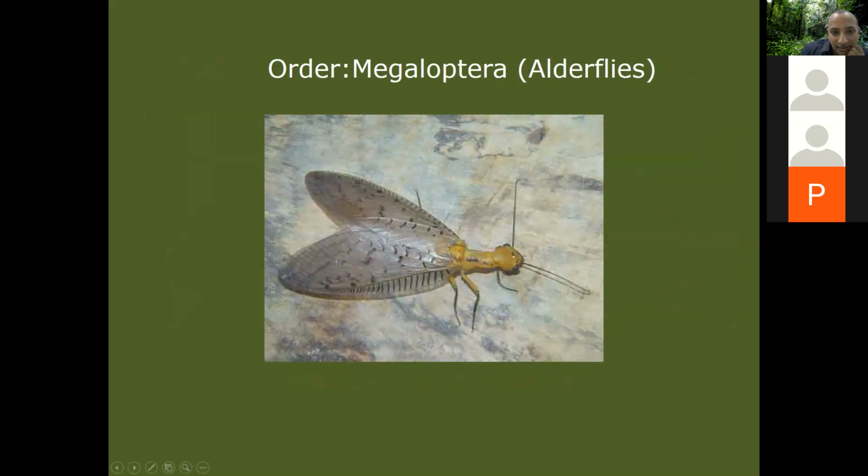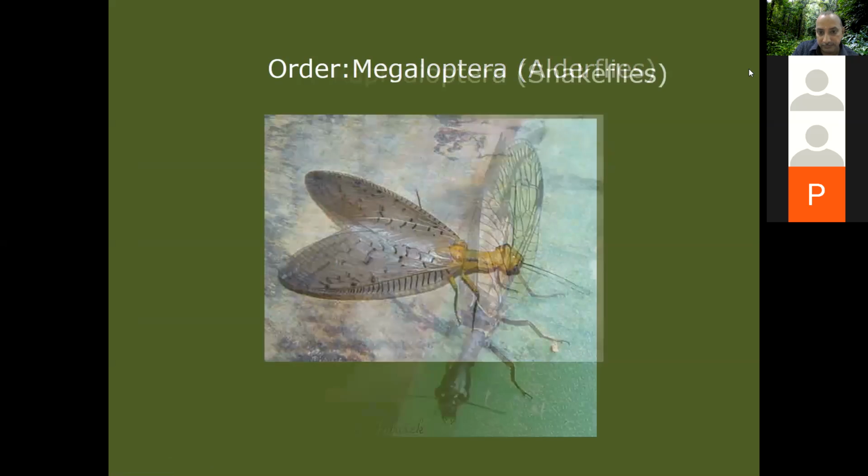Okay, then comes the Megaloptera called alder flies. We have about 24 species of alder flies in India, and the larva is aquatic and adults are terrestrial. We have only one species in southern India, and all the other 23 species are found in the Himalaya. They require very cold, fast flowing streams to live in. The larva is highly predaceous. They feed on other aquatic insects, and adults are terrestrial.